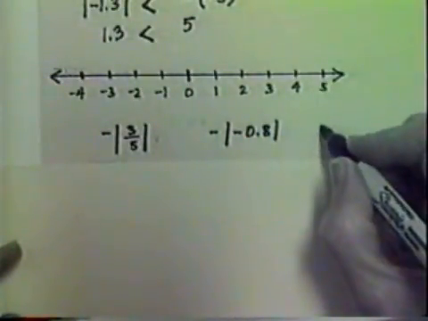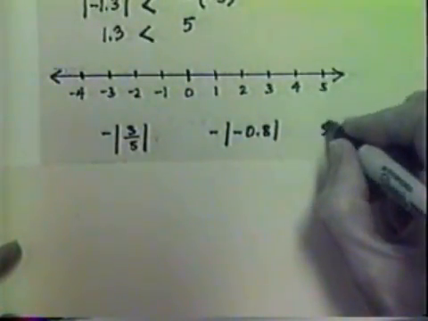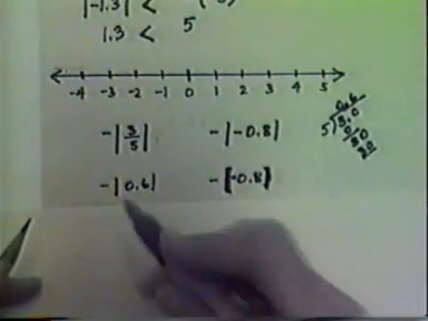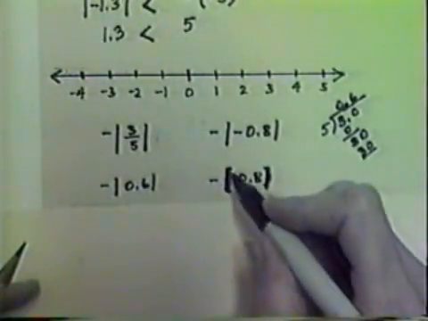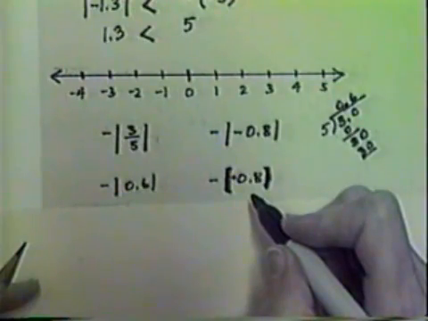3/5 means when we divide 5 into 3, we get 0. We place our decimal, affix a 0, divide 5 into 30 and get 6. 6 times 5 is 30. So that means that 3/5 is the same as 6/10. And so we have opposite of the absolute value of 6/10, opposite of the absolute value of negative 8/10.